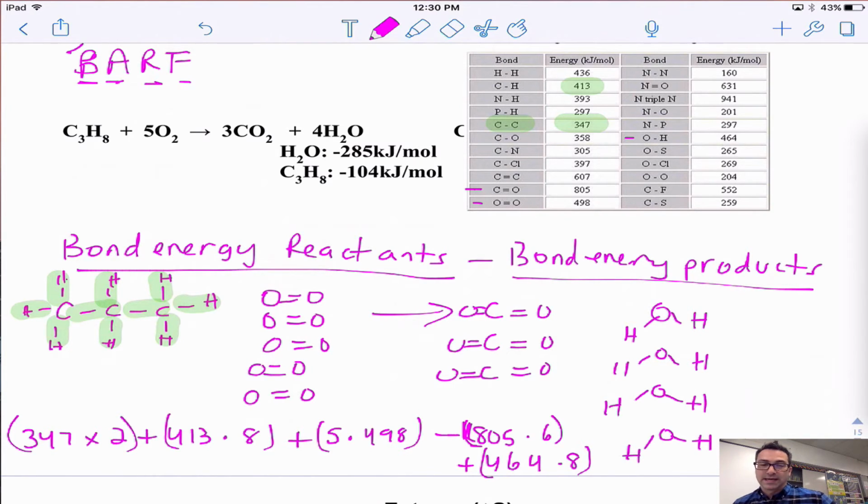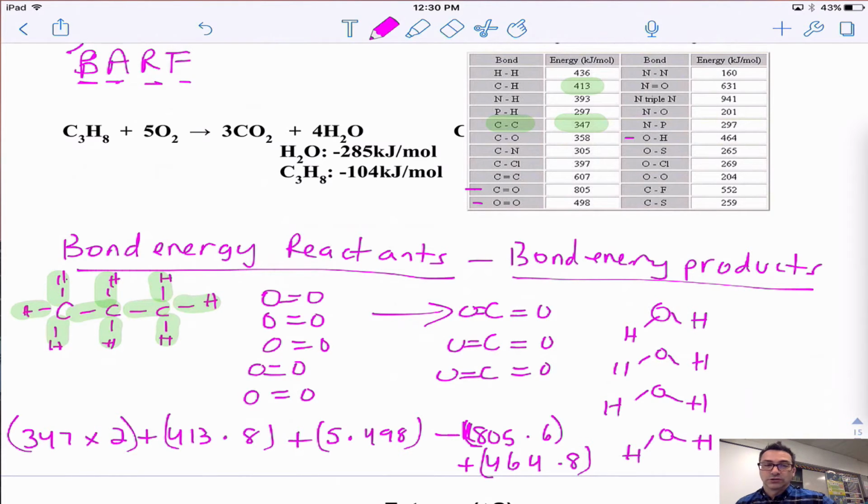Look at how strong that C double bonded O is. That's 805 kilojoules per mole. That's stronger than any of the other bonds that we see in the reactants or the products. The formation of those stronger bonds is really what's driving this reaction. The stability is increasing, we're releasing energy, the reaction is exothermic. And so because of that, this will release energy. This is a combustion reaction.